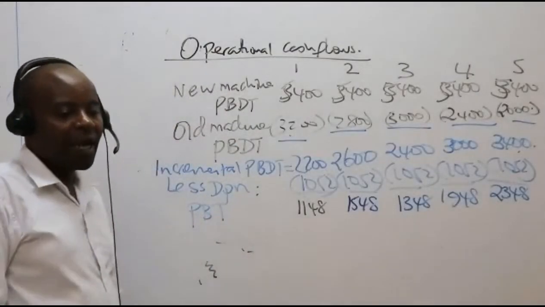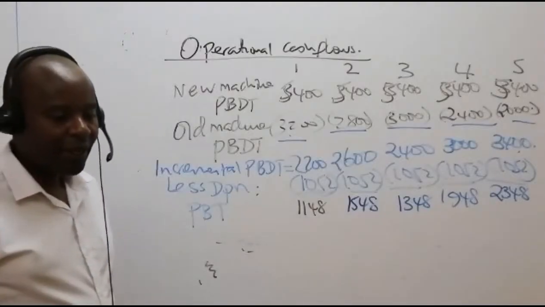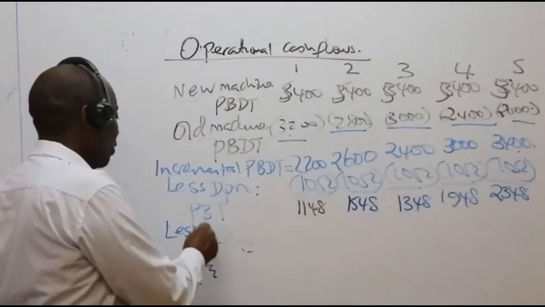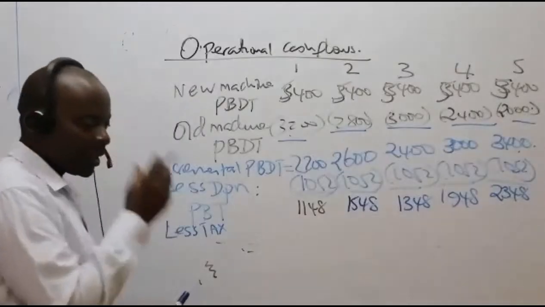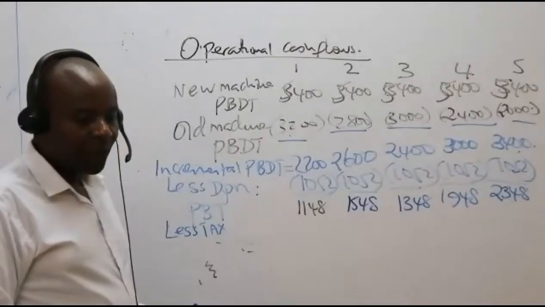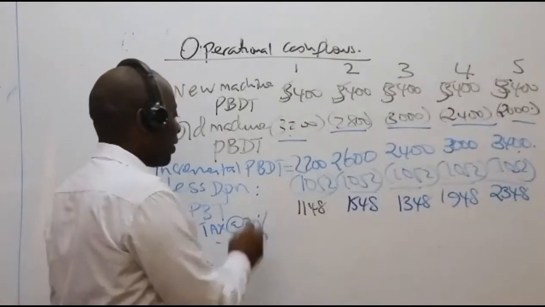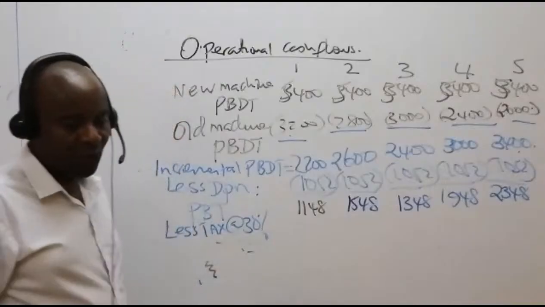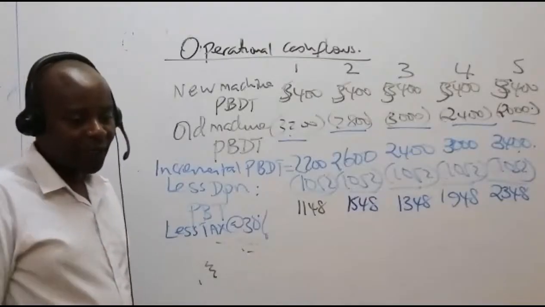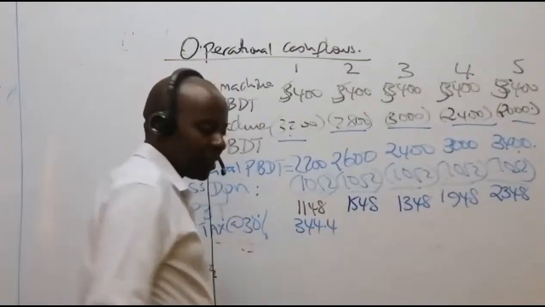The next thing, what will it be, somebody? We less tax. Thank you very much. So less taxation. They have given us the rate of 30%. So 30% of 1148 gives me what figure? This gives me 344.4.